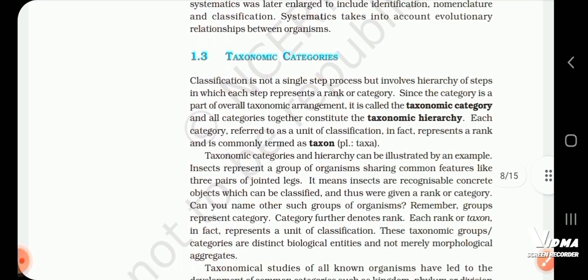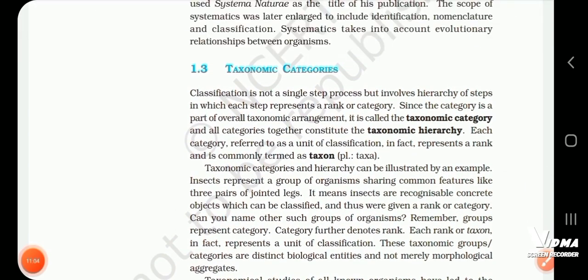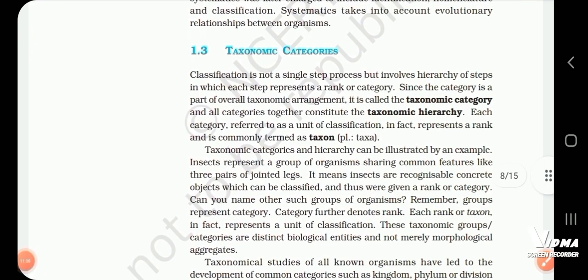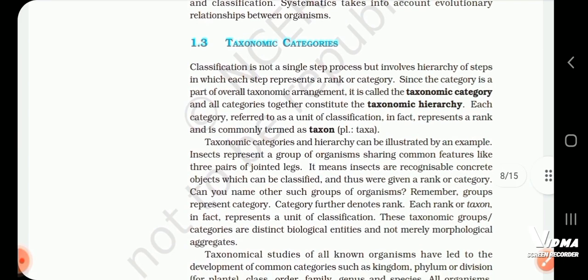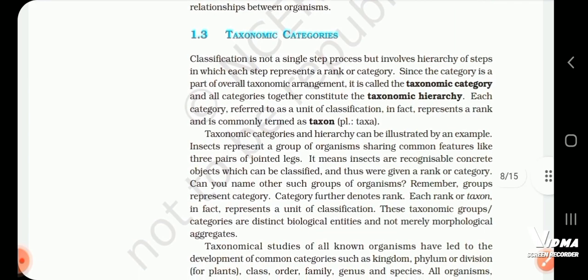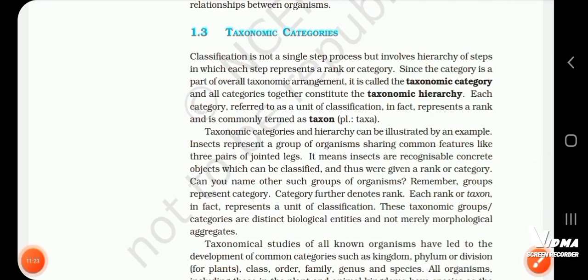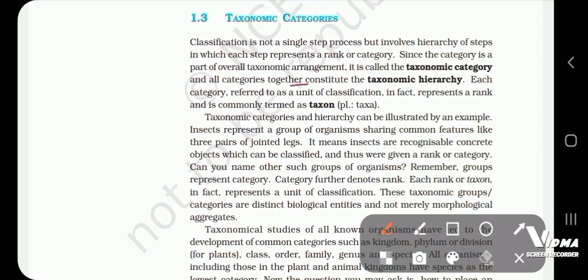Next, we will study taxonomic categories. Classification is not a single-step process, but involves a hierarchy of steps in which each step represents a rank or category. Since the category is a part of the overall taxonomic arrangement, it is called the taxonomic category. That is known as taxonomic categories. All categories together constitute the taxonomic hierarchy.